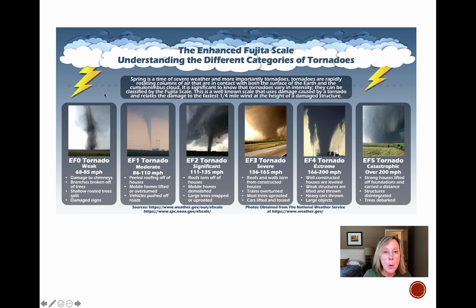Now, what we see here is, well, first of all, I'm going to take you through the summary because it sets up the text. Spring is a time of severe weather and, more importantly, tornadoes. Tornadoes are rapidly rotating columns of air that are in contact with both the surface of the earth and the cumulonimbus cloud. It is significant to know that tornadoes vary in intensity. They can be classified by the Fujita scale. This is a well-known scale that uses damage caused by a tornado and relates the damage to the fastest 1/4 mile wind at the height of the damaged structure.